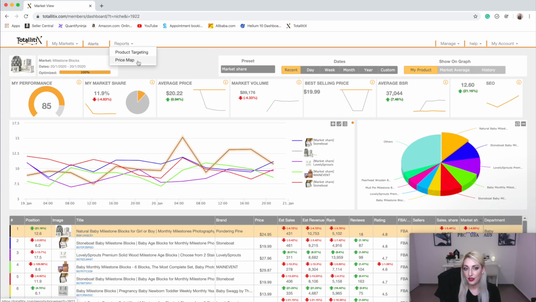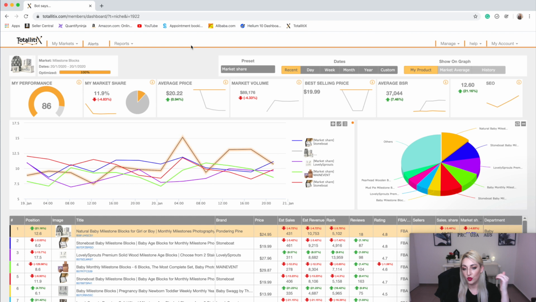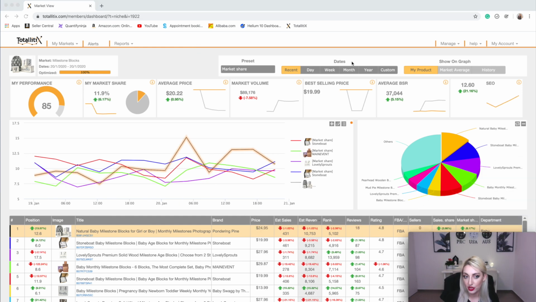Okay, and another thing I can do is click on price map. If you've only had this for a few days, I don't think there's going to be much data in there. Yeah, there's not much data in this. But when you have had it for at least a week or so, you'll also see a price map of the people who have the most competitive pricing and where your price stands compared to the others.